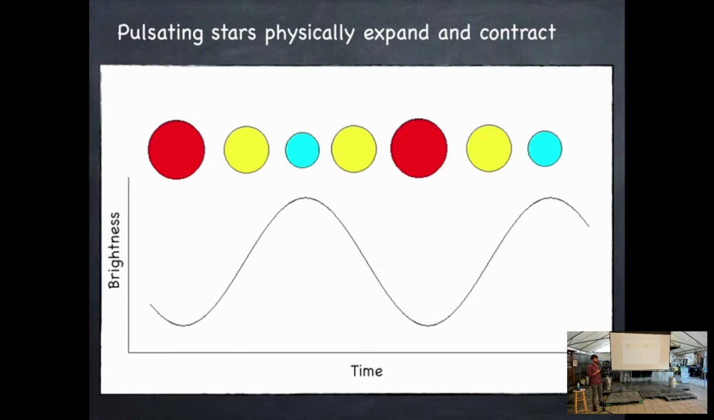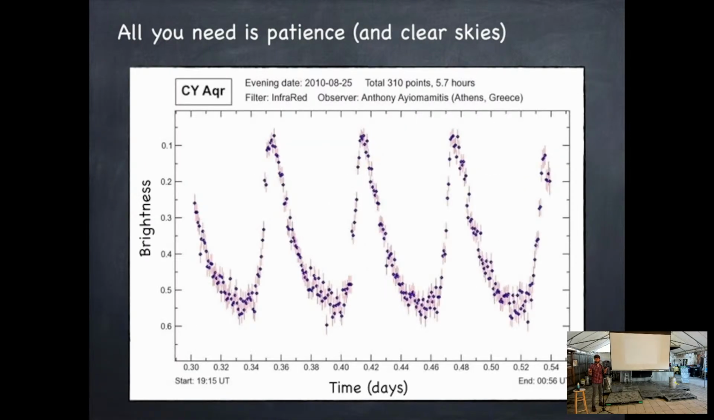So let's look at one specific family of variable stars, which is pulsating stars. The reason they vary in brightness is that the amount of light they emit changes. So they change their luminosity, and they do this because they physically expand and contract. Their brightness or luminosity changes with time periodically. And the nice thing about this is that if you have a telescope, a camera, fairly dark skies, and some patience, you can measure this pretty straightforwardly, right?